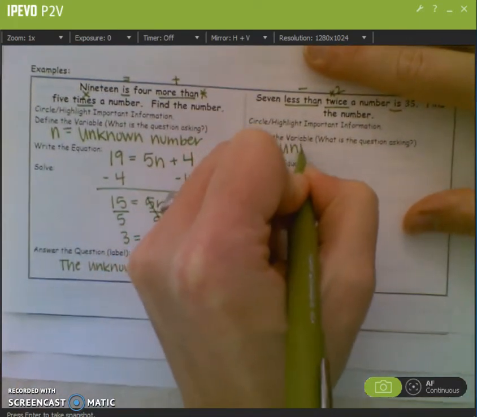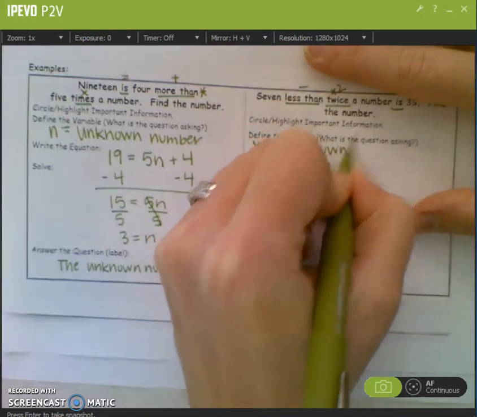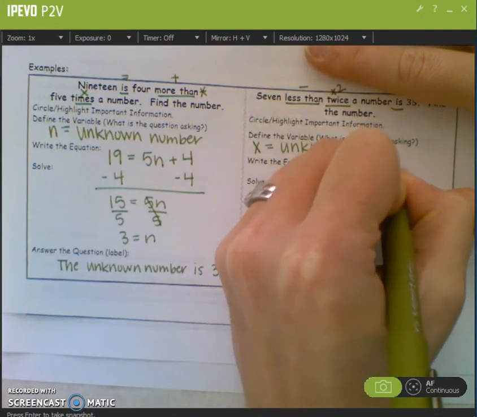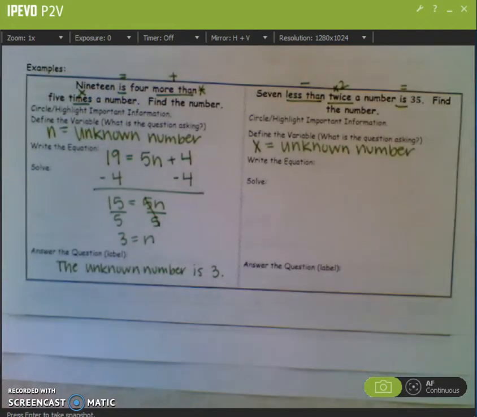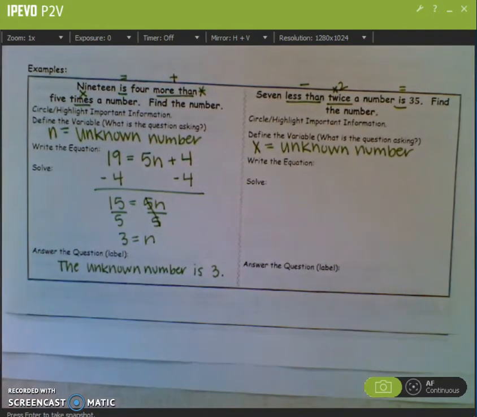X equals my unknown number. There's no right or wrong answer when you're picking a variable. You're picking a letter. A lot of times if it's cars, I like to put C equals cars just to give myself some cues. But if it's an unknown number, it really doesn't matter what letter we pick.